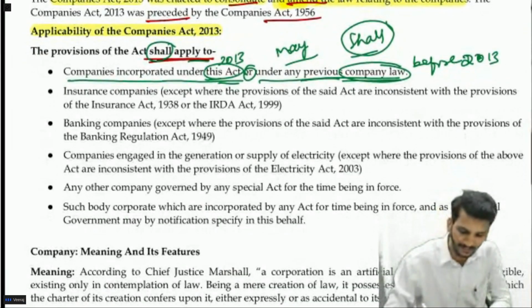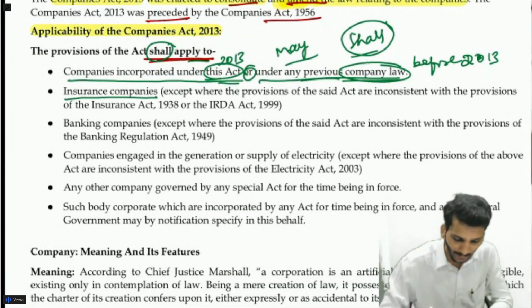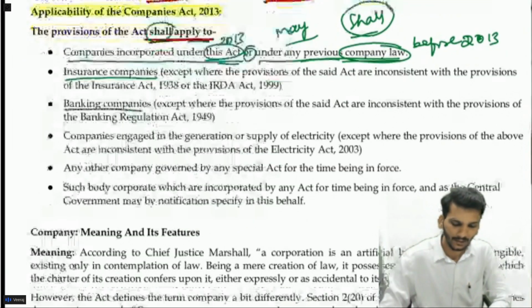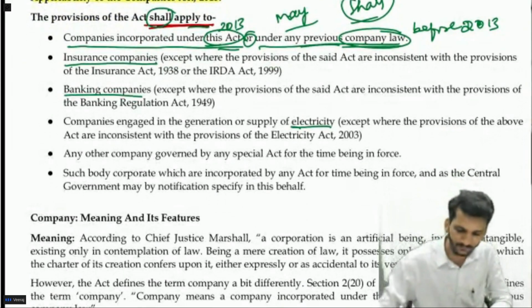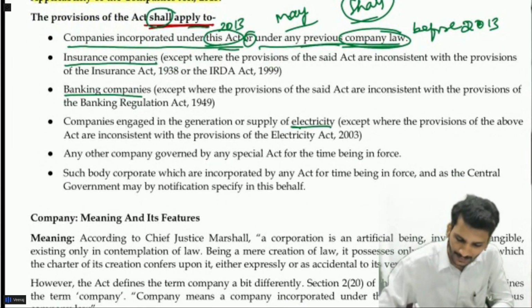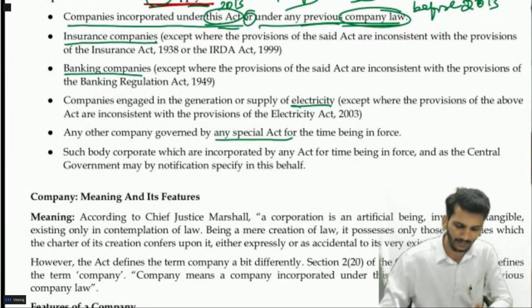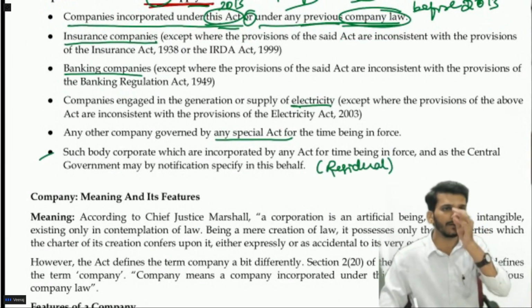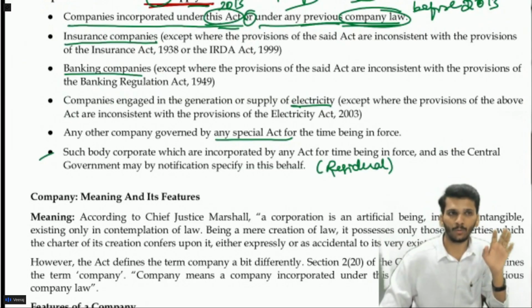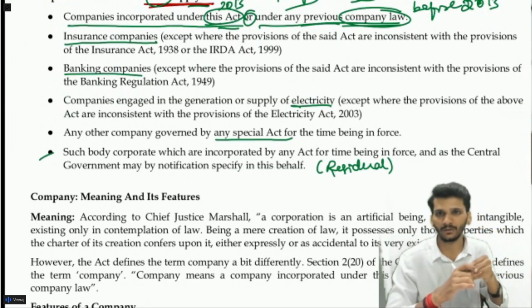As well, it is applicable for insurance companies also. It is applicable for banking companies also. It is applicable for electricity companies also. It is applicable for the companies which are governed by special act also. And this is a residual category. What do you mean by the word residual? Where nothing is prescribed, tomorrow if government prescribes that this is applicable for you also, then it is applicable for them also. It is a residual category.